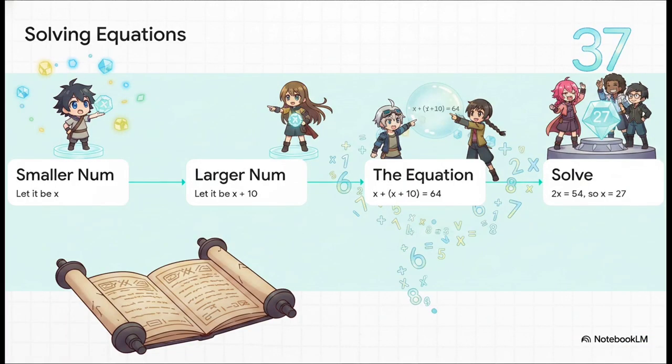Okay, so how does an expression actually become an equation? Think about this classic puzzle. The sum of 2 numbers is 64, and one of those numbers is exactly 10 more than the other. Let's make the smaller number x, which naturally makes the larger number x plus 10. Their sum is the expression x plus x plus 10. Now set that equal to 64, and suddenly you have a solvable equation. Simplify it down to 2x plus 10 equals 64. Subtract the 10, divide by 2, and you find that x equals 27. So the smaller number is 27, and the larger one is 37.